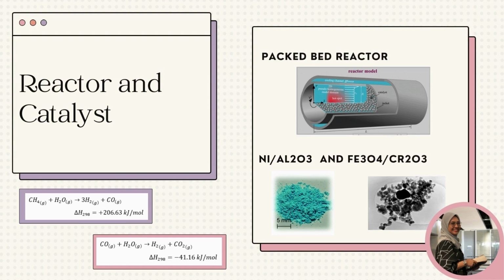Both reactions are catalytic operations that require a catalyst. For SMR, the catalyst used is a nickel-based catalyst supported by aluminum oxide (Al2O3), while for the second reaction, which is the WGS reaction, the catalyst used is iron(III) oxide supported by chromium oxide. These catalysts were chosen as they exhibit good reactivity and no agglomeration while having economic value. Since both catalysts are in powder form, which is solid, the suitable reactor design is a packed-bed reactor.